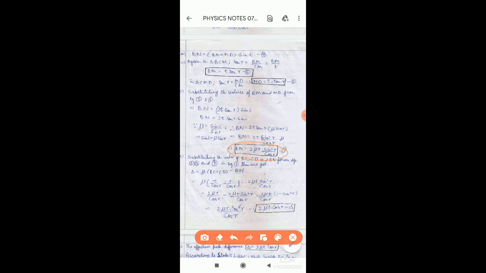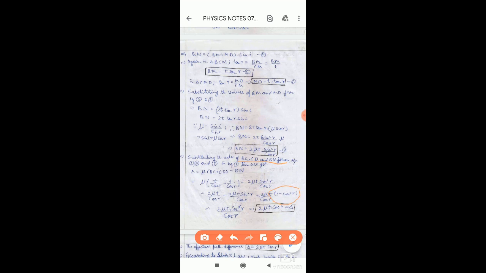Now substituting the values of BC, CD and Bn from equations 2, 3 and 7 in equation 1, we get path difference equal to mu BC plus CD minus Bn. Put the values: mu into t upon cos r plus t upon cos r minus 2 mu t sin square r upon cos r. Expand the bracket, you get 2 mu t upon cos r minus 2 mu t sin square r upon cos r.